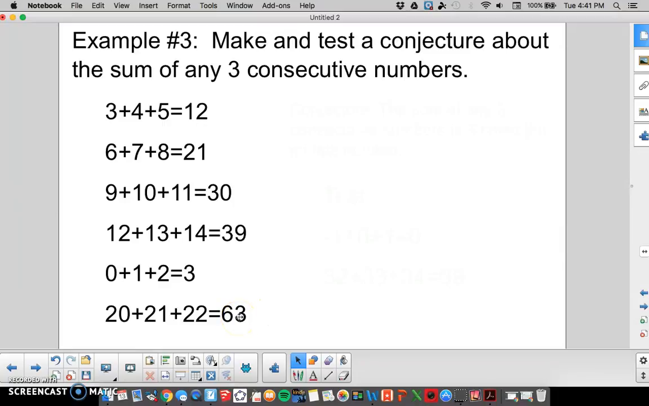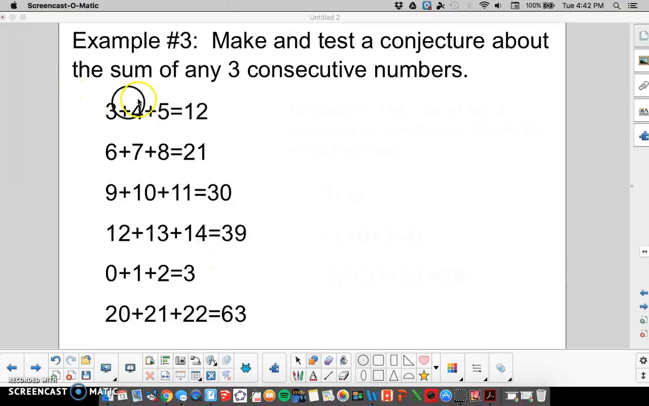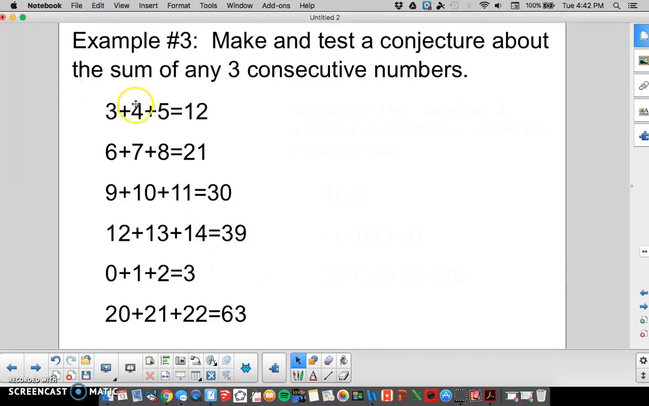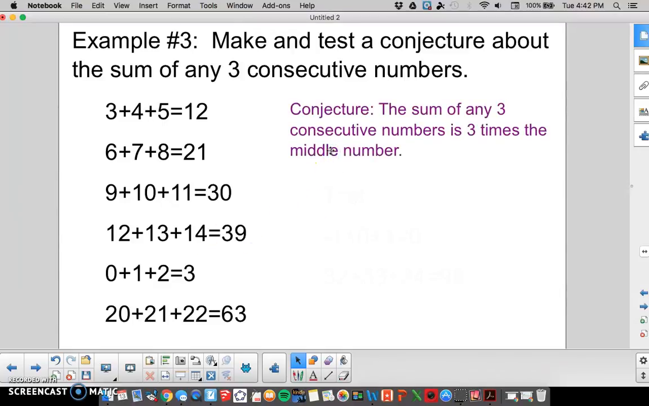So as we start to look at these sums, we can start to notice a pattern. The pattern that we notice is that each one of these middle numbers, if we just multiply that by 3, we get our total. 4 times 3 is 12. 7 times 3 is 21. This middle number, 10 times 3 is 30. 13 times 3 is 39. So we start to think, well, that pattern keeps appearing in each one of these cases. So I could develop a conjecture that says the sum of any three consecutive numbers is 3 times the middle number. And then I could test that conjecture and come up with more examples.